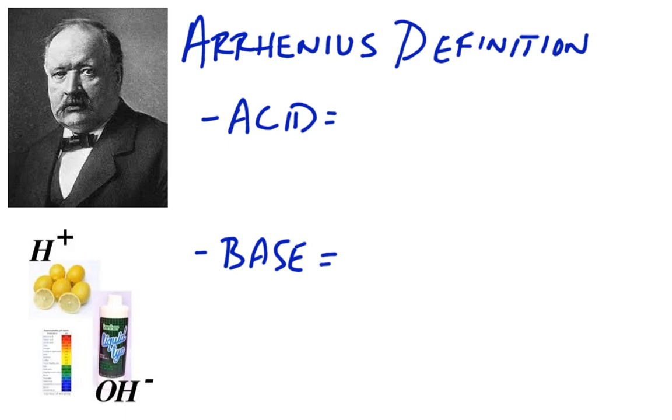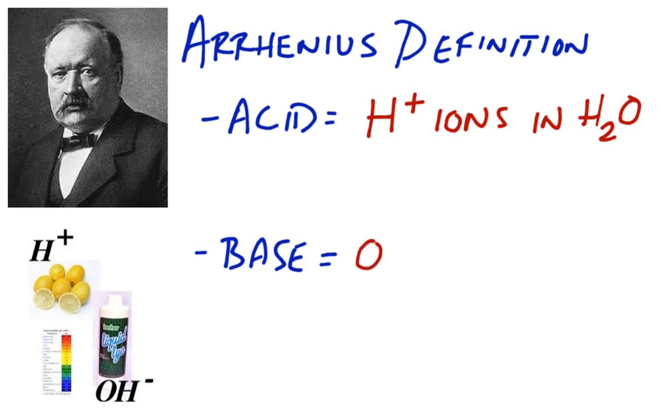Okay, so let's talk a little bit about the definitions of what makes an acid and what makes a base. So the first one we're going to talk about is Svante Arrhenius, a Swedish chemist. Now, he actually defined acids and bases based on the presence of a single ion. So he said that an acid is something that releases H plus ions in water. And a base, therefore, releases hydroxide ions in water. And this definition stood the test of time for a long while.